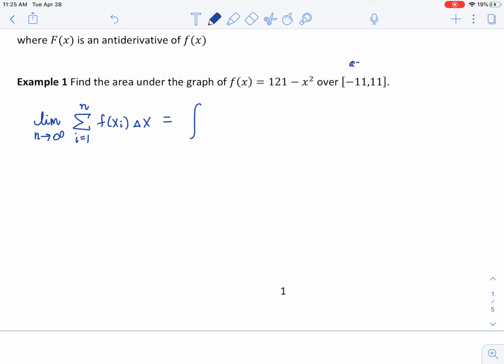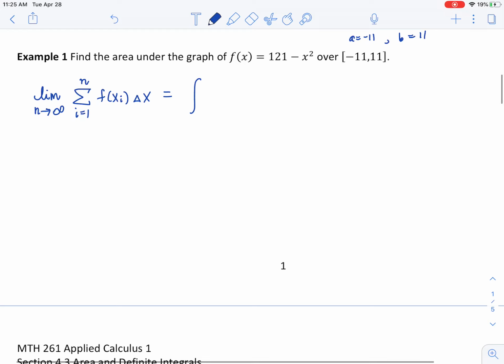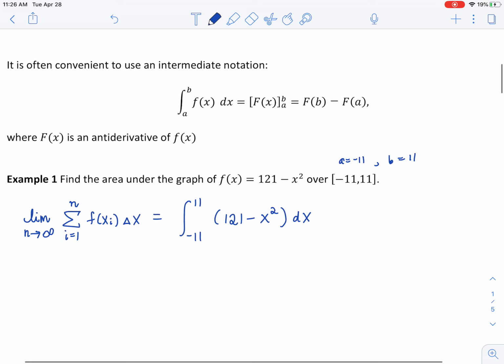Now, by the way, what are my limits here? The lower limit, the endpoint, a is negative 11 and b is positive 11. So let's put the limits on this integral notation. Put the negative 11 down here and positive 11 up there, and put the function f of x inside. The function is 121 minus x squared, and then dx. So instead of the left side, because we're not going to add up infinitely many rectangles, we're going to actually just evaluate this definite integral.